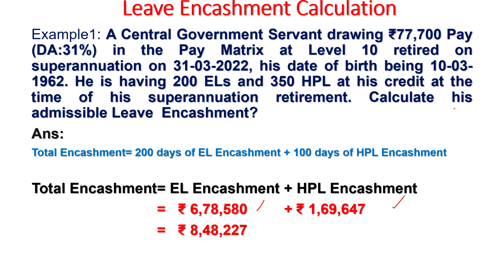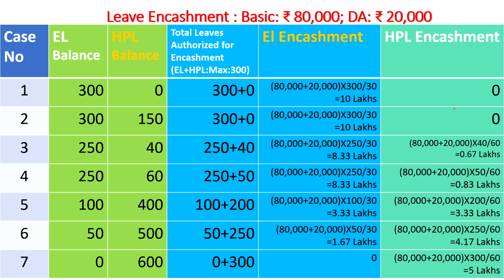Okay, so this is how leave encashment is calculated, and I will give you 7 more examples so that you can understand the previous examples. I will show you how the calculation is done. See here, in the first case 300 plus 0, suppose we take basic pay as 80,000 and DA as 20,000. 80,000 plus 20,000 into 300 by 30 is 10 lakhs, and the HPL will naturally be 0 because the total should not exceed 300.